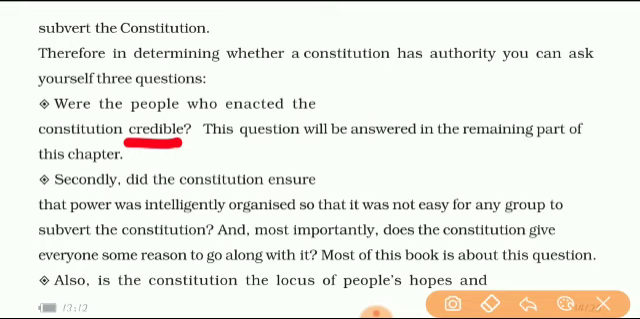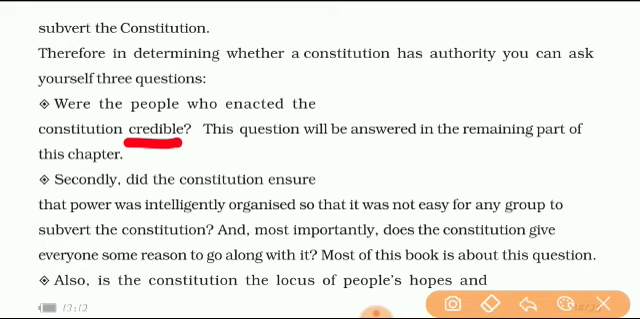Secondly, did the constitution ensure that power was intelligently organized so that it was not easy for any group to subvert the constitution? Yes, it was done in a very decent manner. And most importantly, does the constitution give everyone some reason to go along with it? Yes, there are so many provisions that people respect this constitution and go along with it. They are following the norms, rules, regulations, procedures, all those articles which are written in our constitution. Most of this book is about this question.